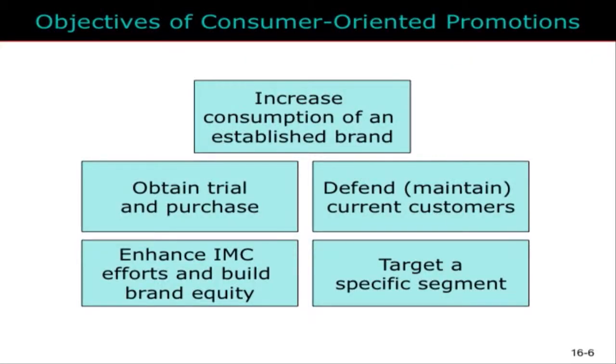Good point. Some of the objectives: they're really trying to obtain trial and repurchase with customers. So they may give out a free bonus pack to a customer, say a bottle of soap or anything like that, hoping that they'll come back. They also try to increase consumption with consumers by an established brand. Under Armour is a good example; their brand is established. They want people to keep coming back to that.